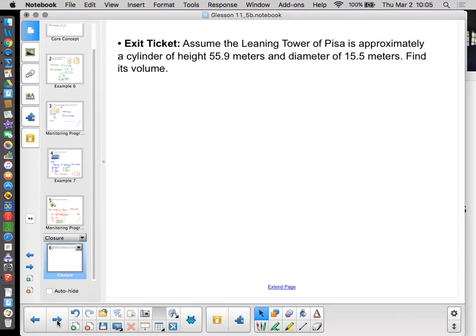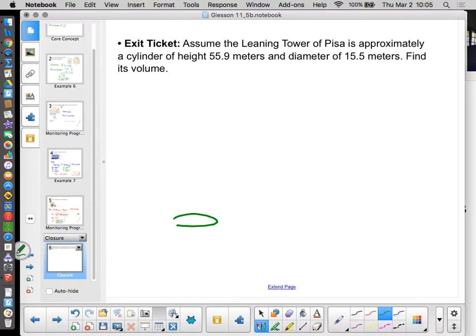All right. It's not really an exit ticket, but it's a great final problem. Assume the leaning tower piece is approximately a cylinder, a height of 55.9 meters, and a diameter of 15.5 meters. Find its volume. This is not a similarity. This is simply a straight up problem.